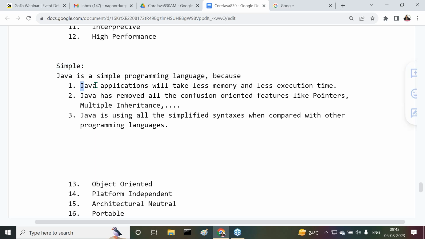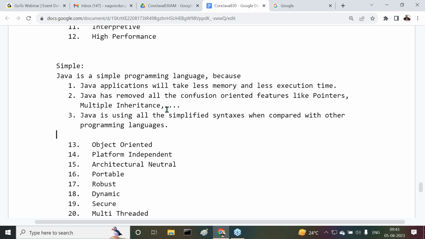Why? Because Java applications will take less memory and less execution time. Java has removed all the confusion-oriented features like pointers, multiple inheritance, and so on. Java is using all simplified syntaxes when compared with other programming languages. Okay, fine. This is the very first one. All right, sir. Now the second one.